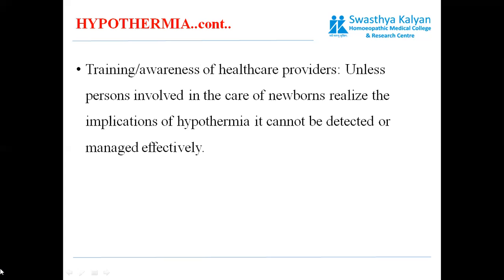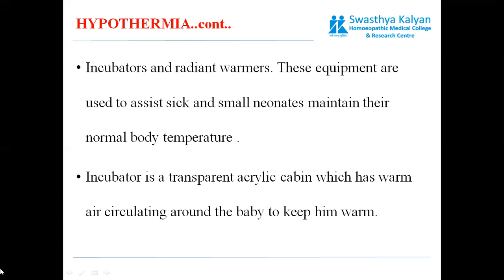So these were the 10 steps of the warm chain, and the aim of the warm chain is to promote heat gain, decrease heat loss, and make sure that the baby is not exposed to any circumstance that can result in hypothermia.